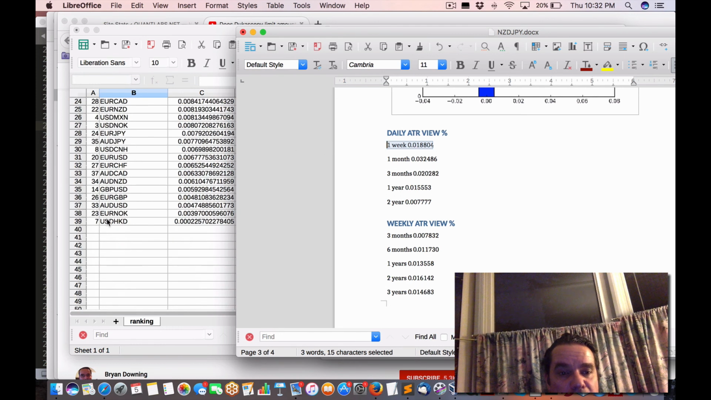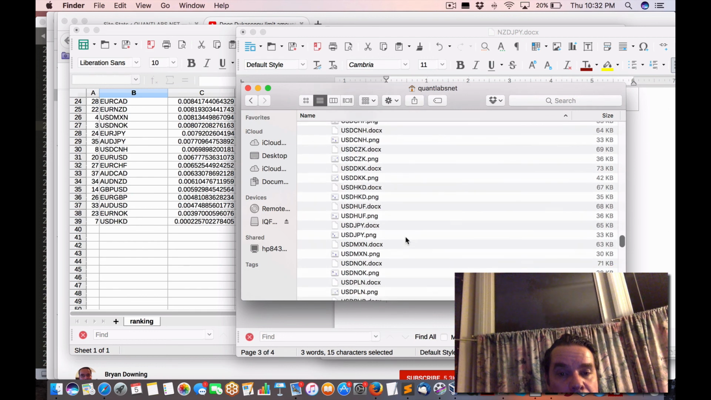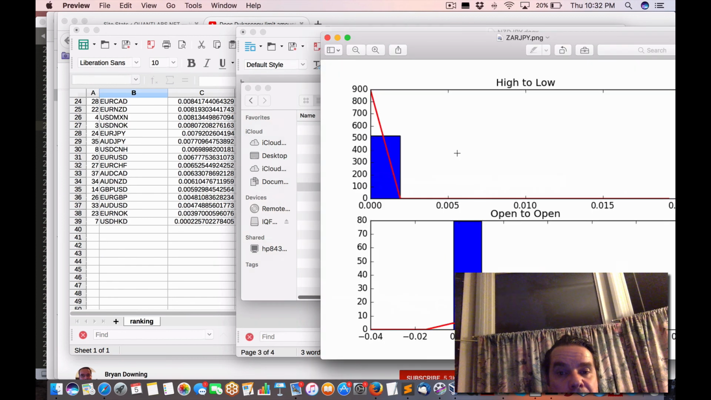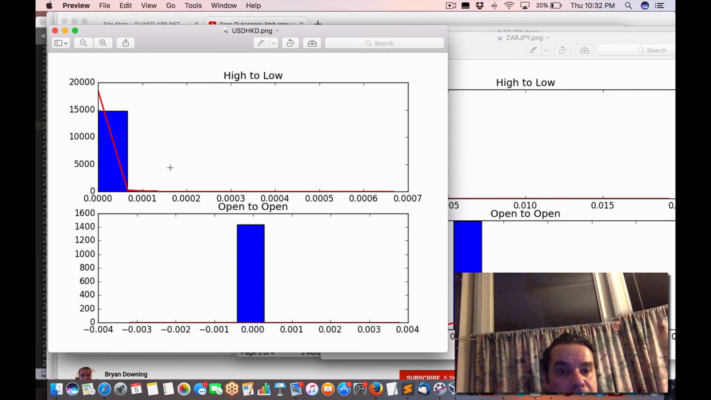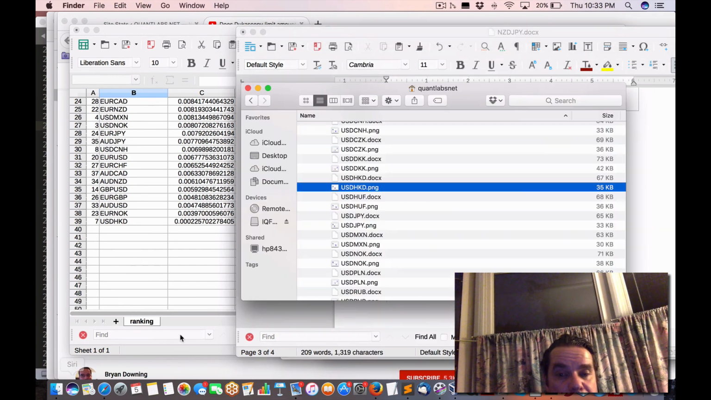Whereas if I was to look for the least volatile, in our case the USD Hong Kong, let's check out the chart. See here, there's not as much activity going on at all in the distribution on the open. So that's pretty stable. Let's keep that open, and then we'll pull up the document.